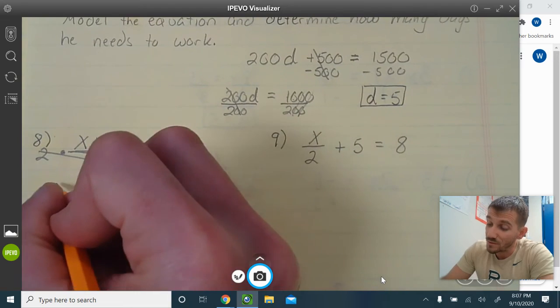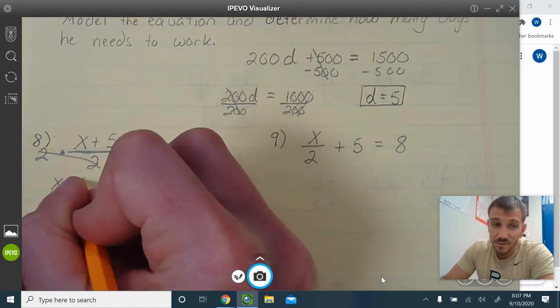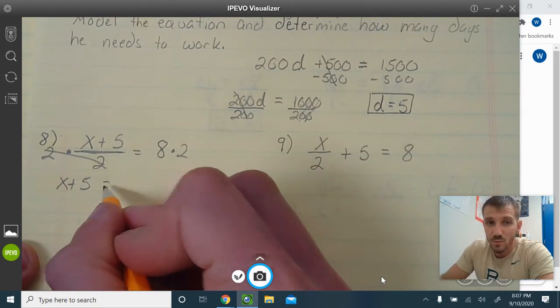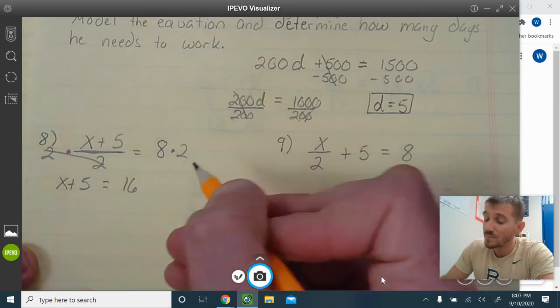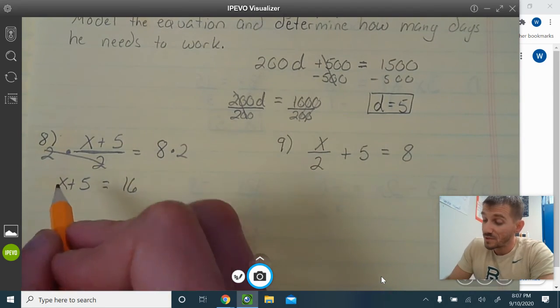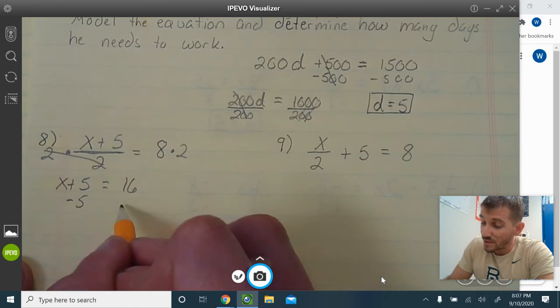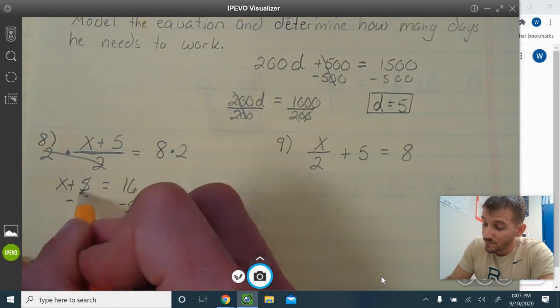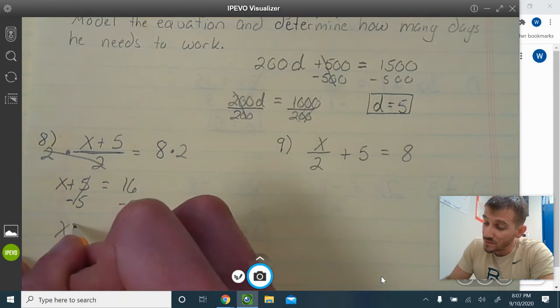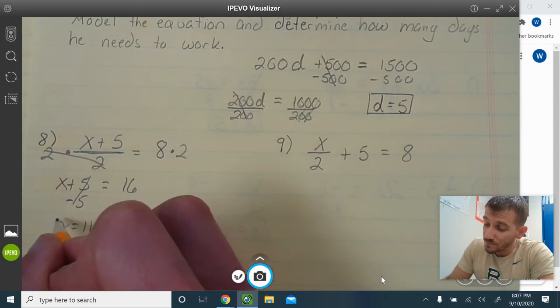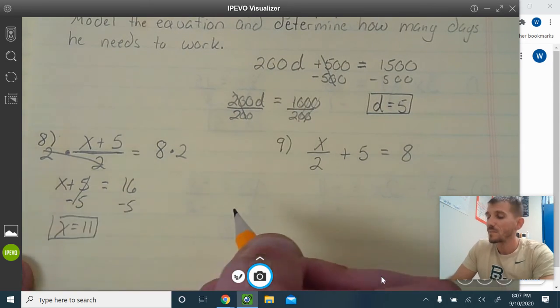Now you're left with an easy problem. X plus 5 is equal to 16. Final step, to get rid of plus 5, we subtract 5. X is equal to 11. All right.